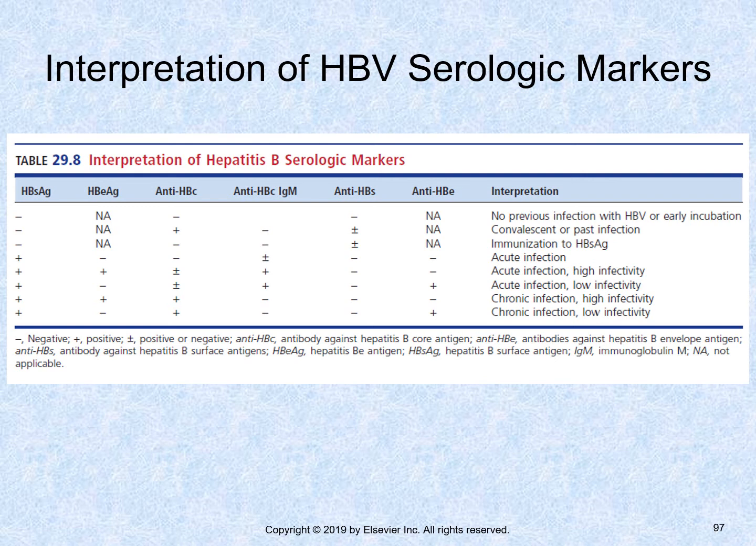Table 29.8 shows interpretations of hepatitis B serologic markers. Convalescence or past infection is indicated by anti-HBc and anti-HBs positive markers. Acute infection is indicated if HBsAg and anti-HBc IgM are positive.